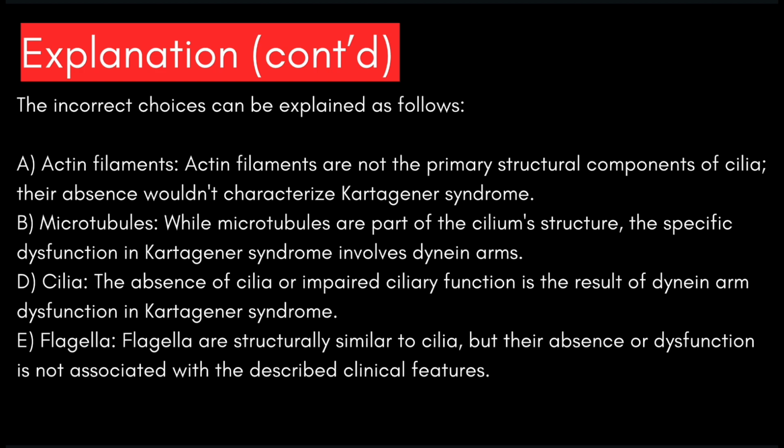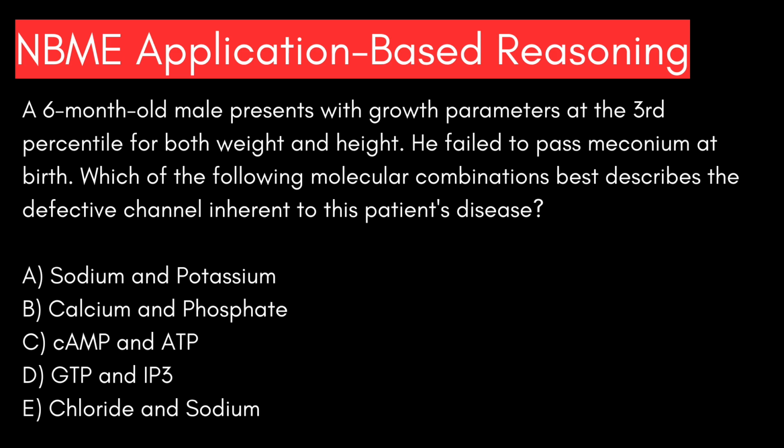Let's move on to the next question. We have a 6-month-old male that presents with growth parameters at the 3rd percentile for both weight and height. He failed to pass meconium at birth. Which of the following molecular combinations best describes the defective channel inherent to this patient's disease?